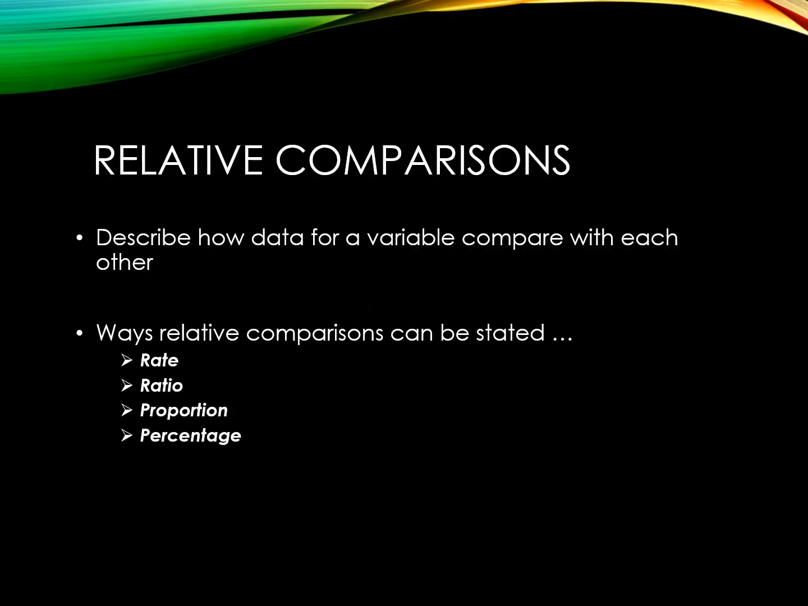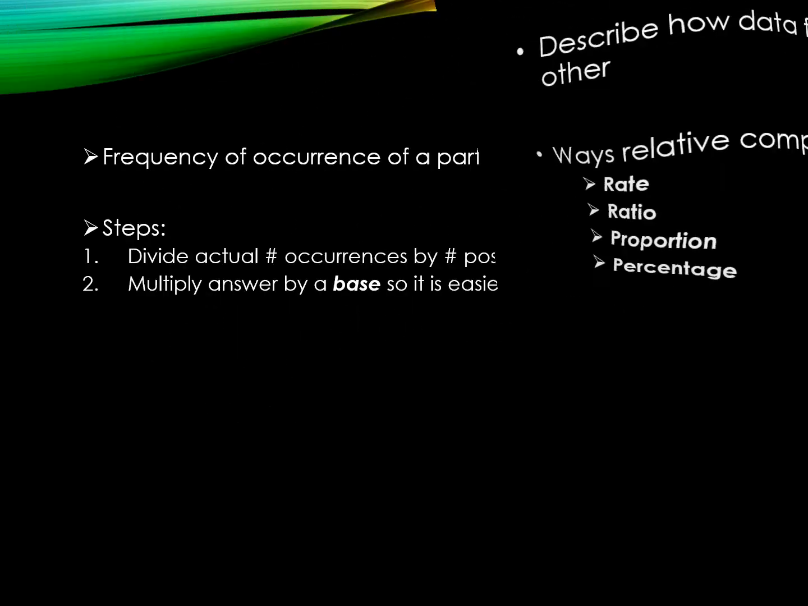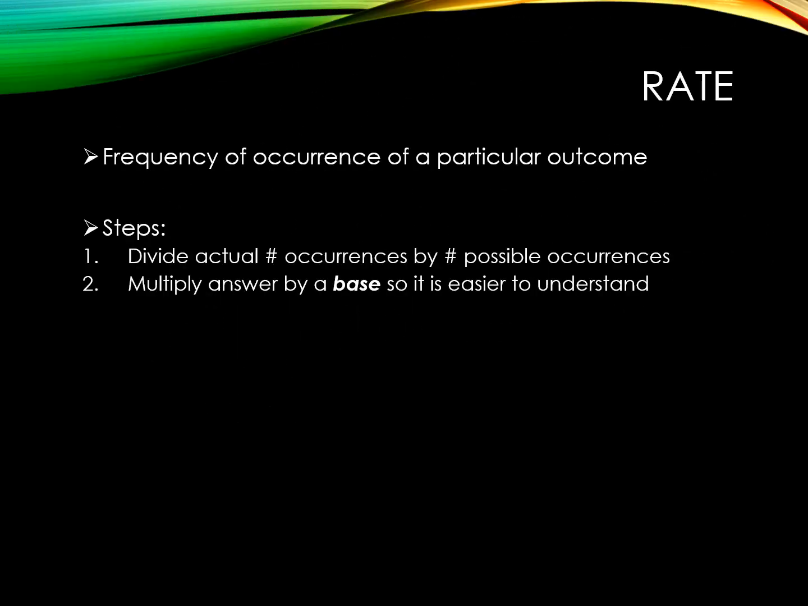Then we'll move on to relative comparisons. This is how we describe data for a variable compared with each other. So we can look at rate, ratio, proportion, and percentage. Rate is the frequency of occurrence of a particular outcome. So what we do here is we divide the actual number of occurrences by the number of possible occurrences.